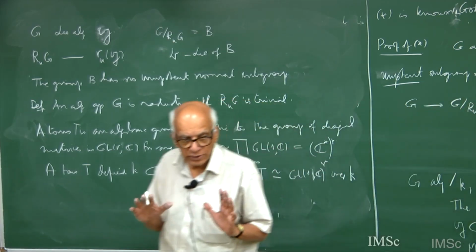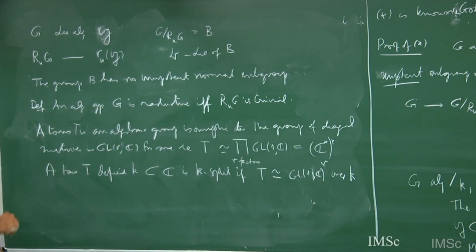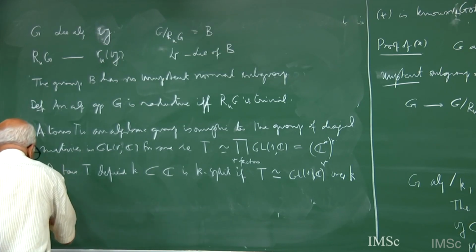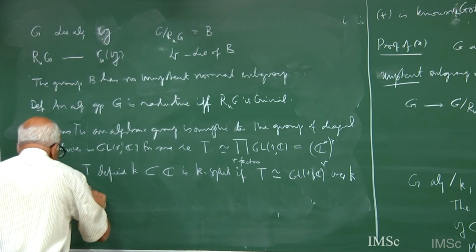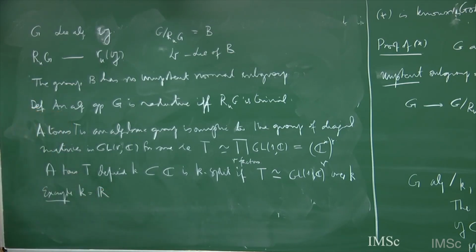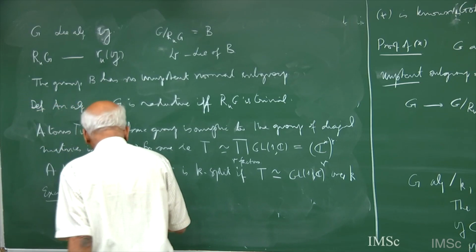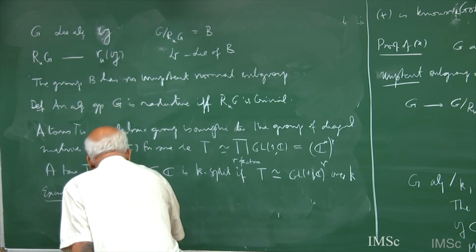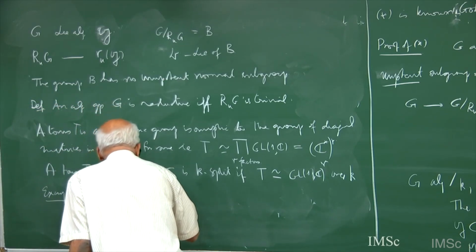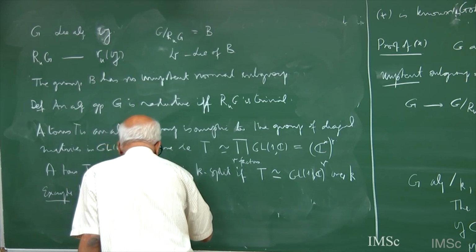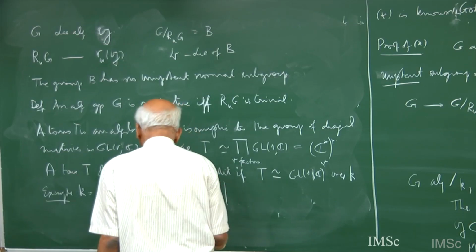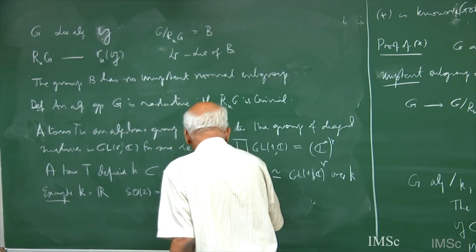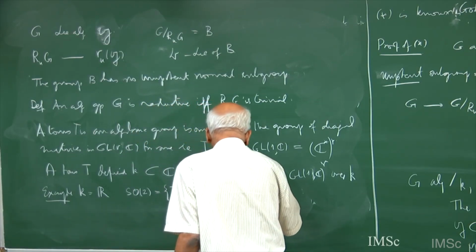There are lots of examples of non-split tori. Let me illustrate this. Let's look at K equal to R, and then I look at the group SO2, which is by definition the set of elements T in GL2 C such that T transpose T is equal to the identity.